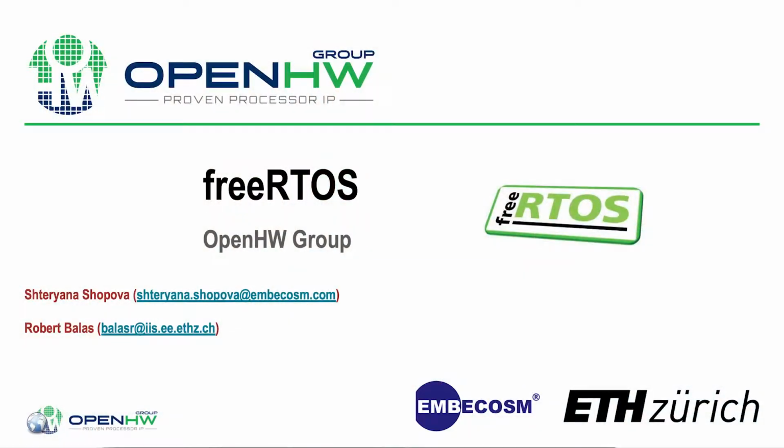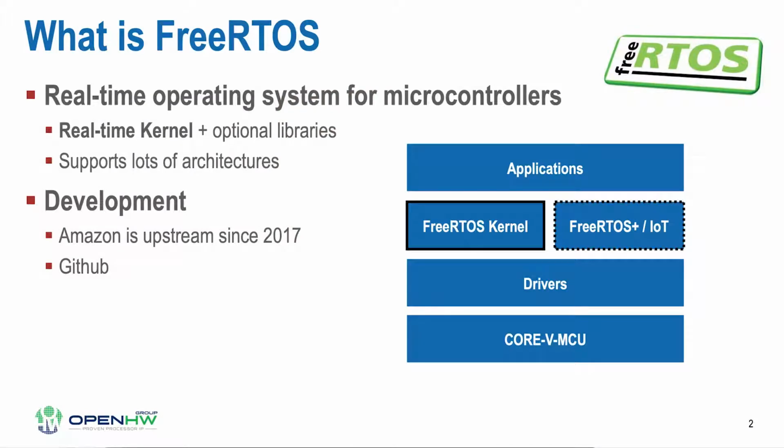Thank you, Jeremy. So what is FreeRTOS? FreeRTOS is a real-time operating system for microcontrollers. It consists of a real-time kernel plus a set of optional libraries. A lot of architectures are already supported on FreeRTOS, among them RISC-V. You can think of FreeRTOS as a thread library that is linked with your program rather than a classical full-fledged OS. But there is also a set of POSIX-like IO add-ons and also a command line interface. Development of FreeRTOS happens in the open on GitHub, and Amazon is upstream since about 2017.